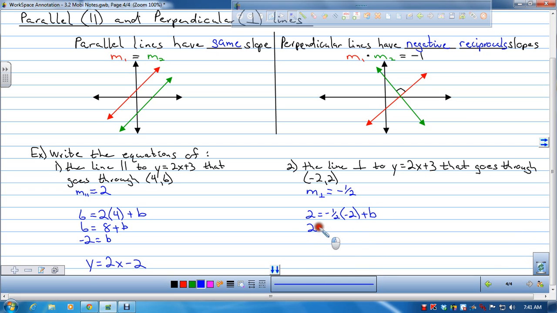So solving, 2 equals. A negative times a negative is going to be a positive, right? And what is half of 2? Pretty easy, that's 1. So when I subtract 1 over, I get 1 equals b. So now I know the slope, and I know b. So y equals -1/2 x plus 1. And that is the equation of a line that would be perpendicular to that line and goes through that point.